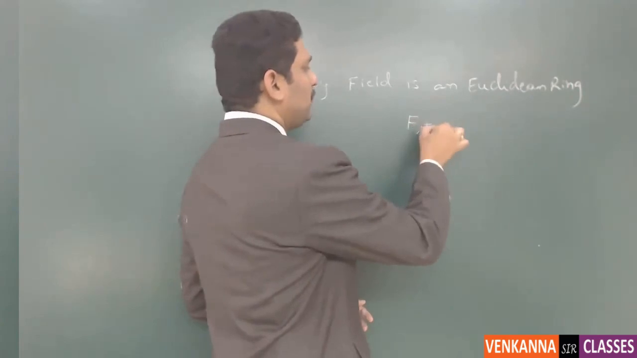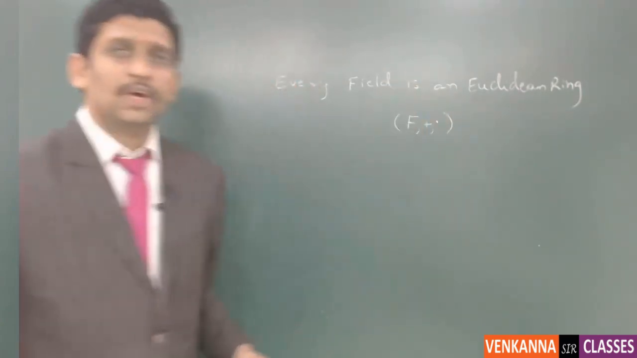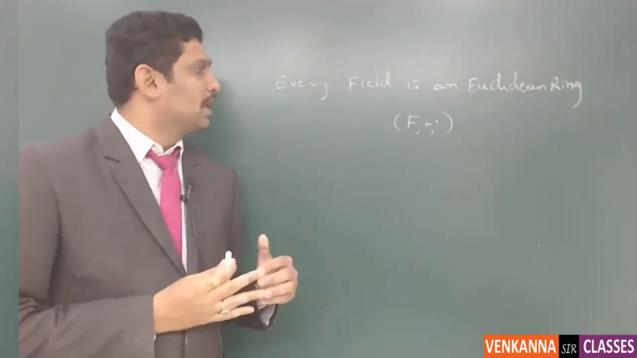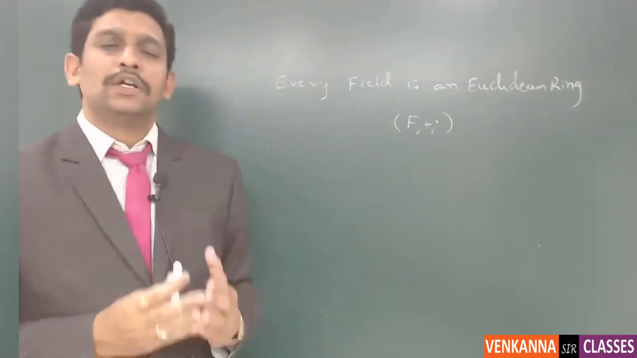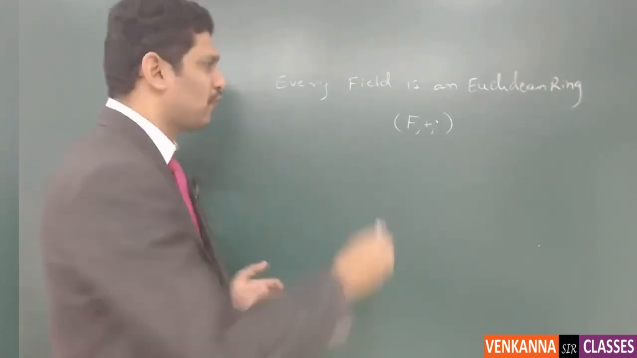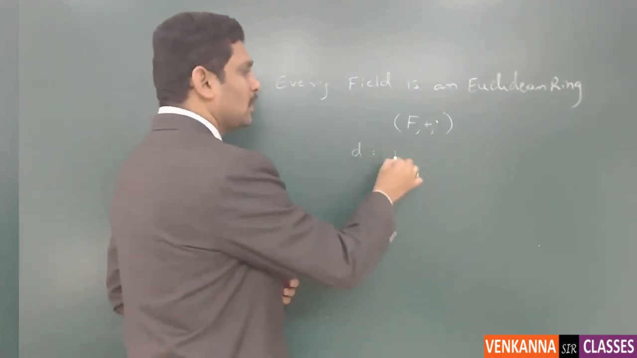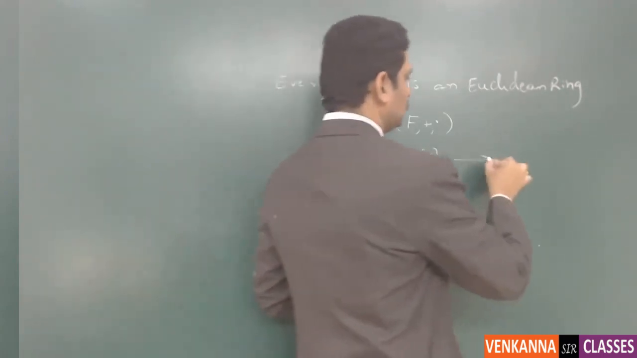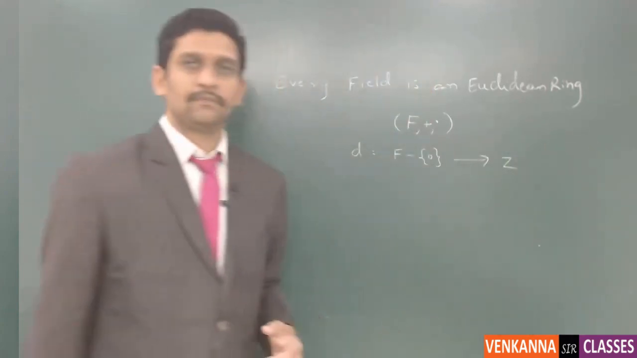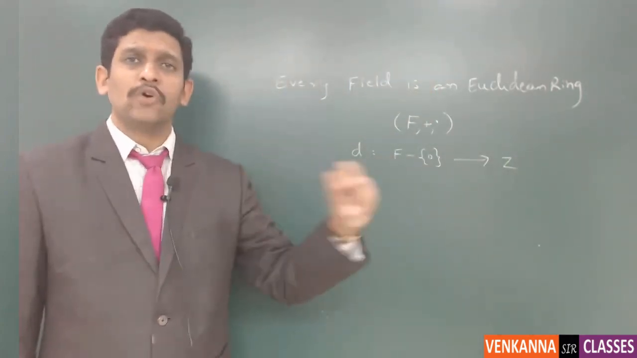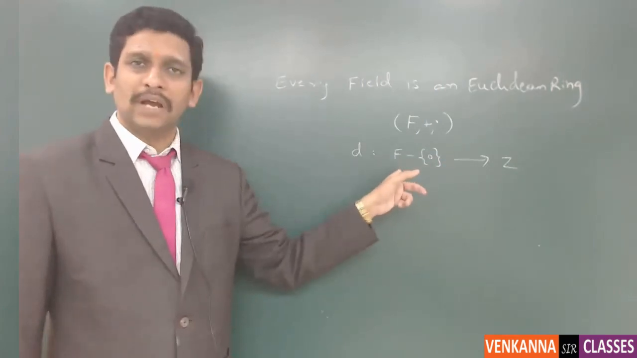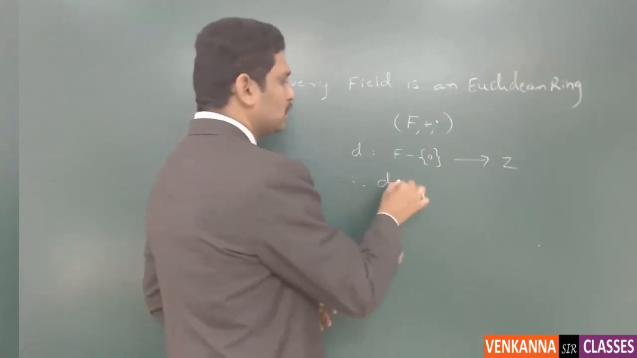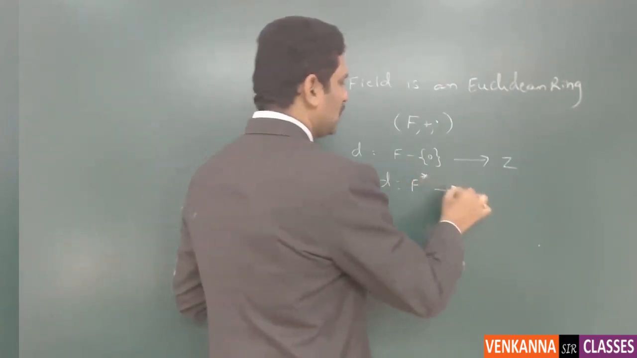So for the solution part, you consider a field F, plus, dot. Now what happens? You are going to define a function from non-zero elements of F to Z. So you are removing the zero element from F. Let us give the name F star. So D is a function from F star to Z.